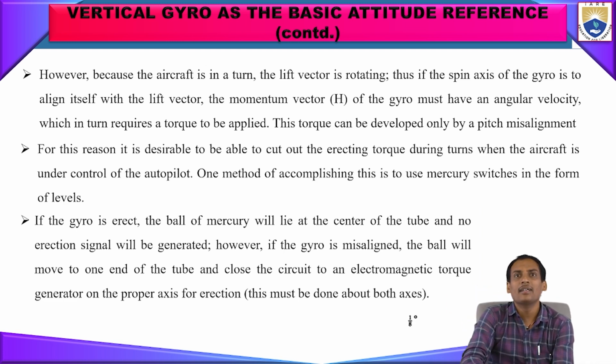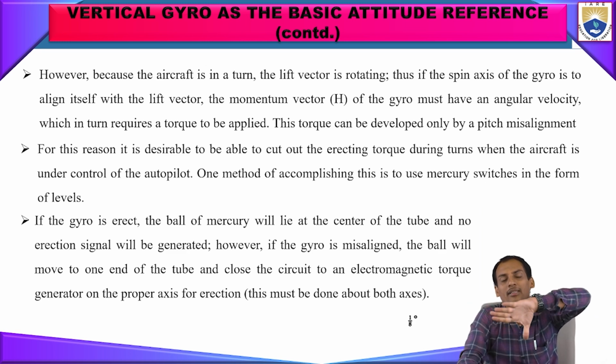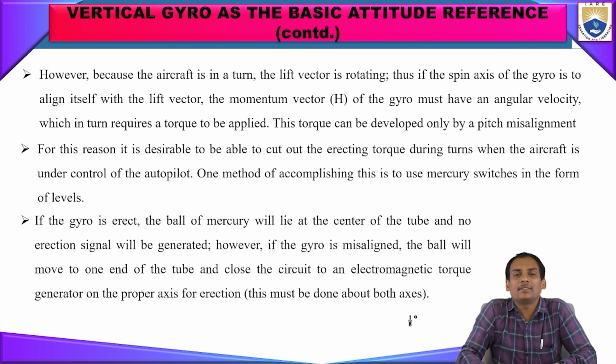So that is why it is desirable to be able to cut out that erecting torque during the turns, when it is turning, or maybe in the yawing moment, so the aircraft is under control of the autopilot only. So one method of accomplishing this is using mercury switches in the form of levels only. What are those mercury switches?